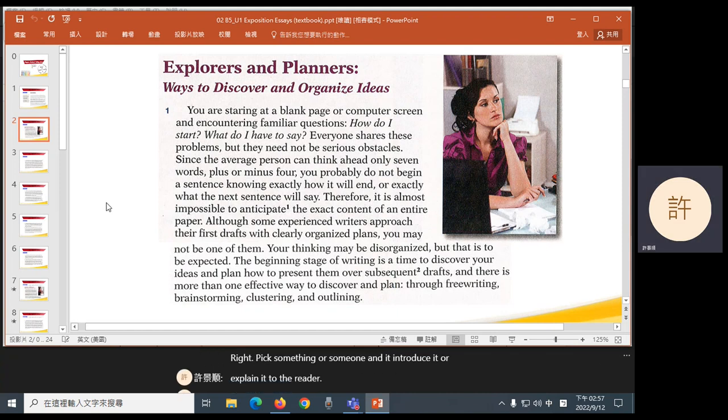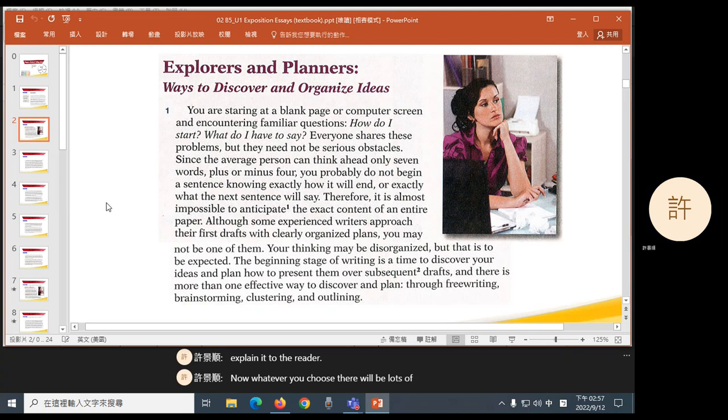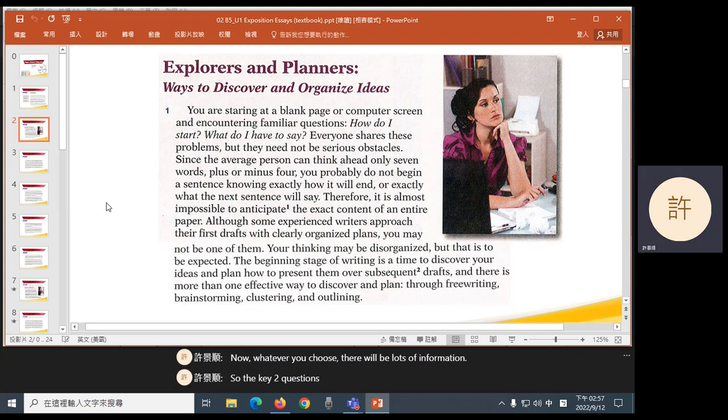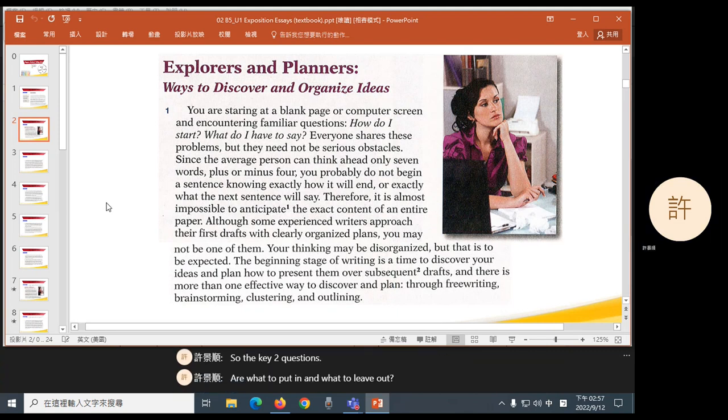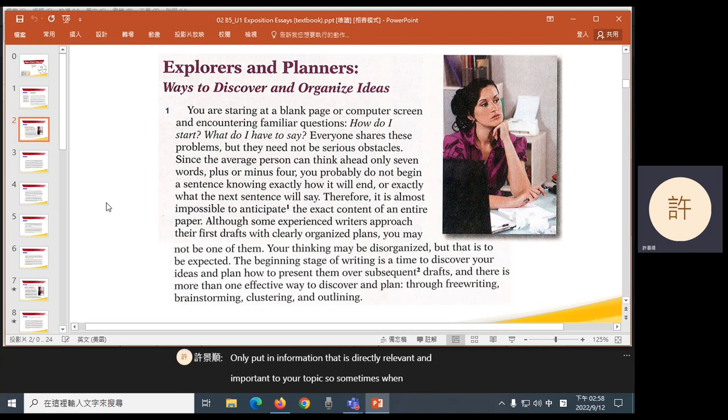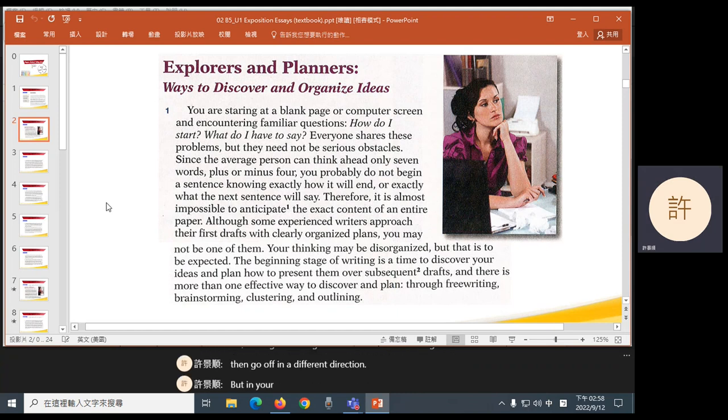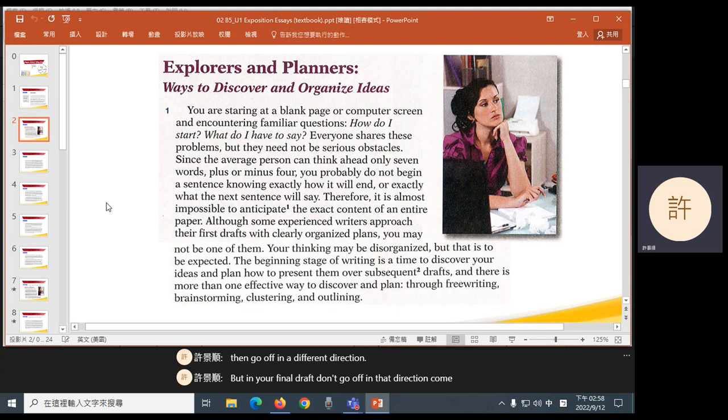Now, whatever you choose, there will be lots of information. So the key two questions are what to put in and what to leave out, and what order should these things be put in? Only put in information that is directly relevant and important to your topic. So sometimes when we write, we might think of some related thing and then go off in a different direction. But in your final draft, don't go off in that direction. Come back to your original topic.